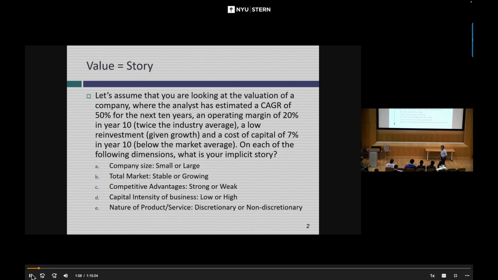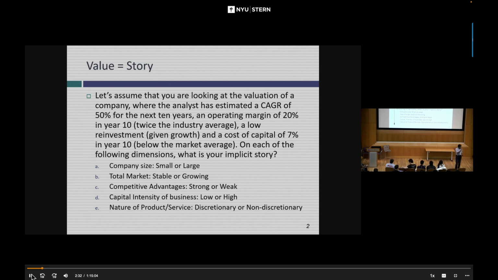So you're looking at a valuation where the analyst has estimated a compounded annual growth rate of 50% a year for the next 10 years. Remember what a 50% growth does for the next 10 years, right? The analyst has also estimated an operating margin of 20%, which is twice the industry average, a low reinvestment given the 50% growth, and a cost of capital of 7%, below the market average. So basically high growth, much better margins than the industry, low cost of capital, very little reinvestment, right?